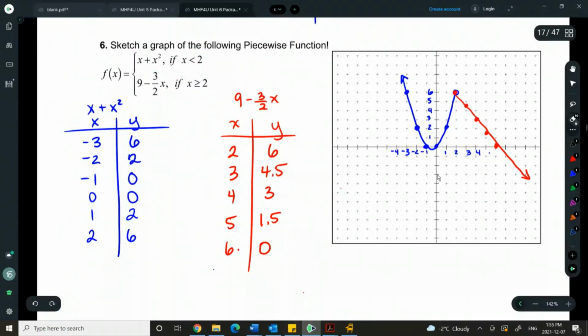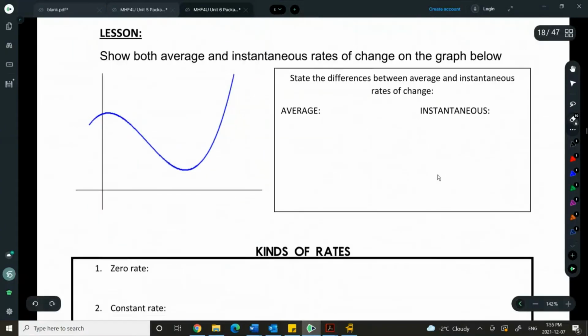Okay, so now that we've done a recap of graphing some lines and figuring out slopes, let's talk about average rates of change. In this unit, we're going to talk about two different types of rates of change: average rates of change and instantaneous rates of change. So let's talk about the two different types. Average rates of change are over an interval.